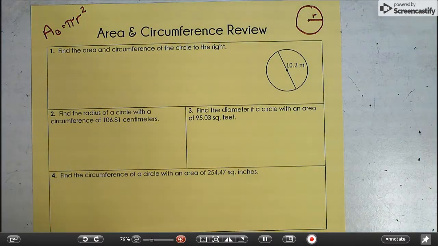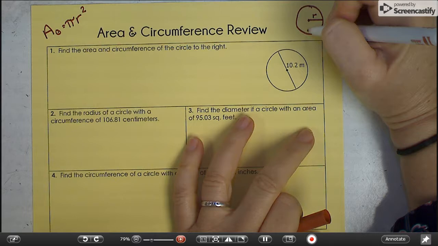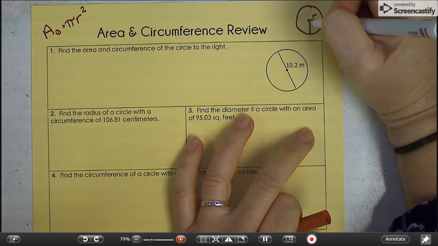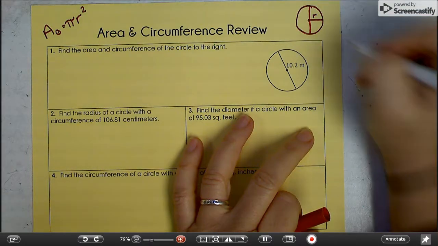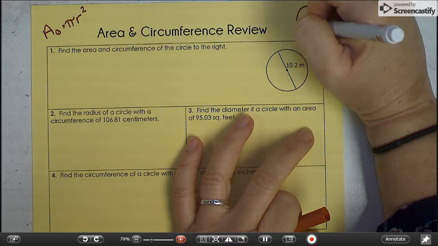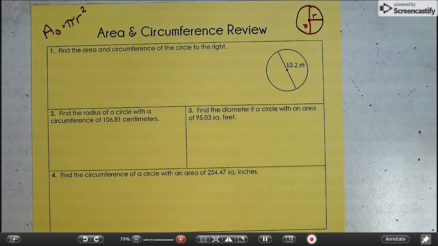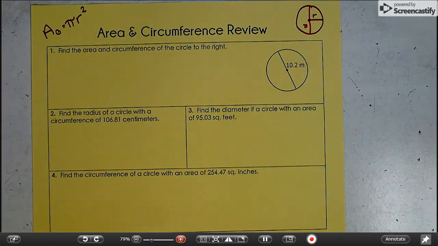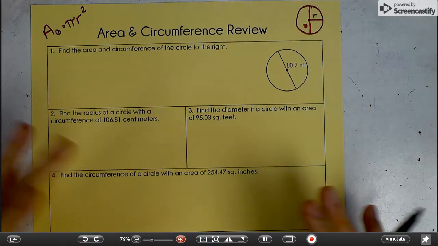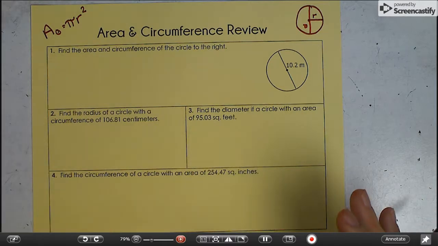And just for an extra little review, the distance across a circle through the center, so the entire way across a circle, is called the diameter. I'll just put a D for diameter. So the diameter is twice the radius, or the radius is half the diameter. Area is the space inside the circle. So, like if you think about a pizza, it's all the pizza that you would eat.